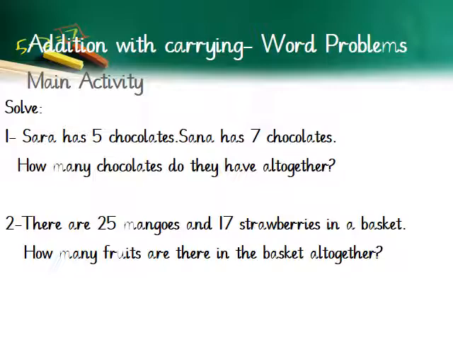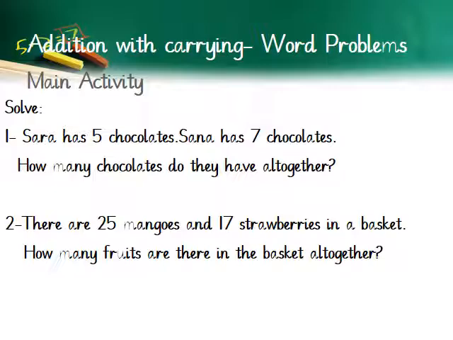So, what you have to do, follow the same steps. First write down the statements, then do the working in the working area, and at the end write down the answering statement. Yes, Sarah has 5 chocolates and Sana has 7 chocolates. These will be our statements and our working will be on the very right side. Yes, 7 plus 5. It will be 12 chocolates. And they have 12 chocolates all together.